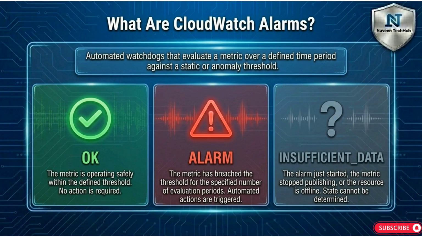OK means everything is normal. Alarm means the metric crossed the threshold. Insufficient data means CloudWatch does not have enough data to decide. For example, we can create an alarm when EC2 CPU is greater than 80% for 5 minutes. When the alarm triggers, CloudWatch can send an SNS notification, trigger auto-scaling, or integrate with EventBridge for automation.